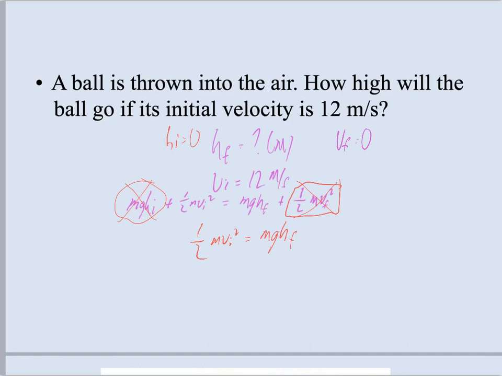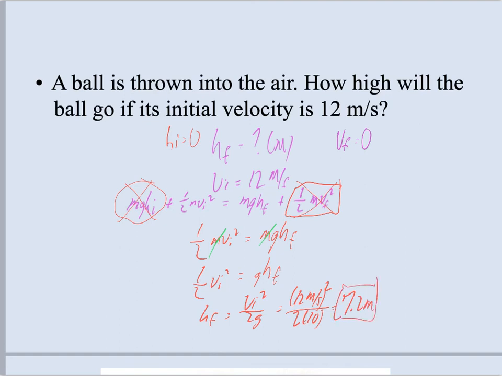mghf. Well, algebraically, if you have mass on both sides and they're of the same object, is there anything we can do with those two masses? We can cancel them. We can get rid of them. So now, look what we have. We have 1/2 vi squared equals ghf. And what am I trying to find? I'm trying to find HF. So that would be equal to vi squared over, now how would I get rid of the g? I can divide both sides by g, right? So 2g. So vi, what is that? It's 12 meters per second squared over 2 times 10. Remember, you've graduated to using 10 for your g value. And we get a height of 7.2 meters.